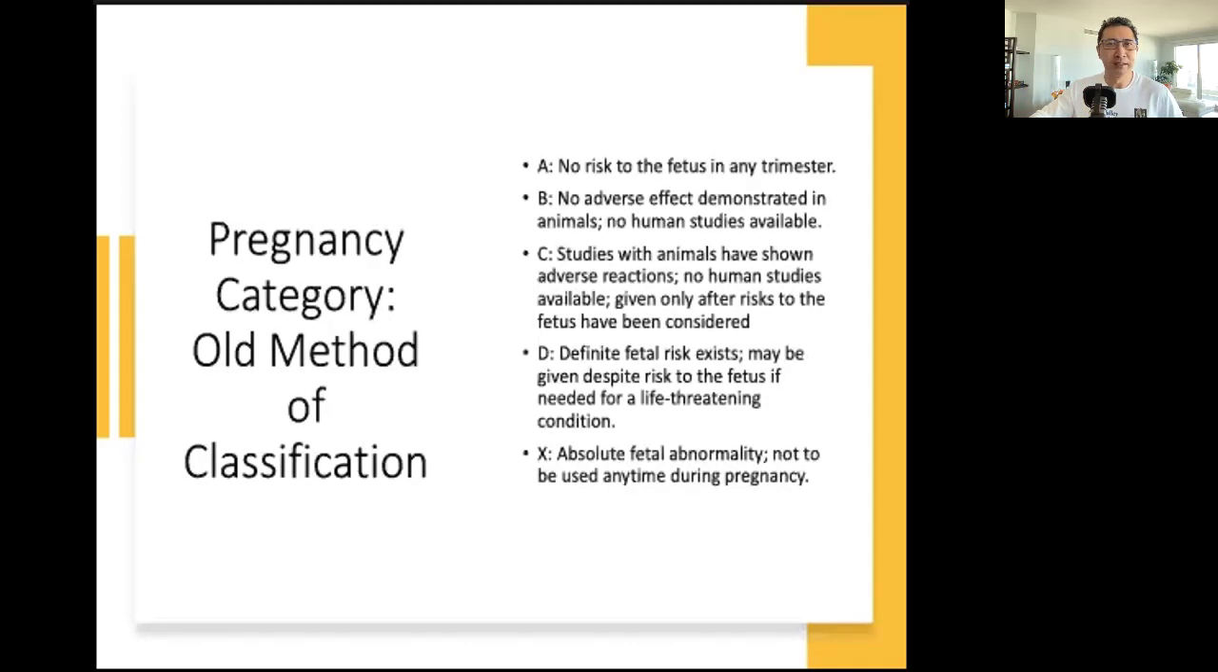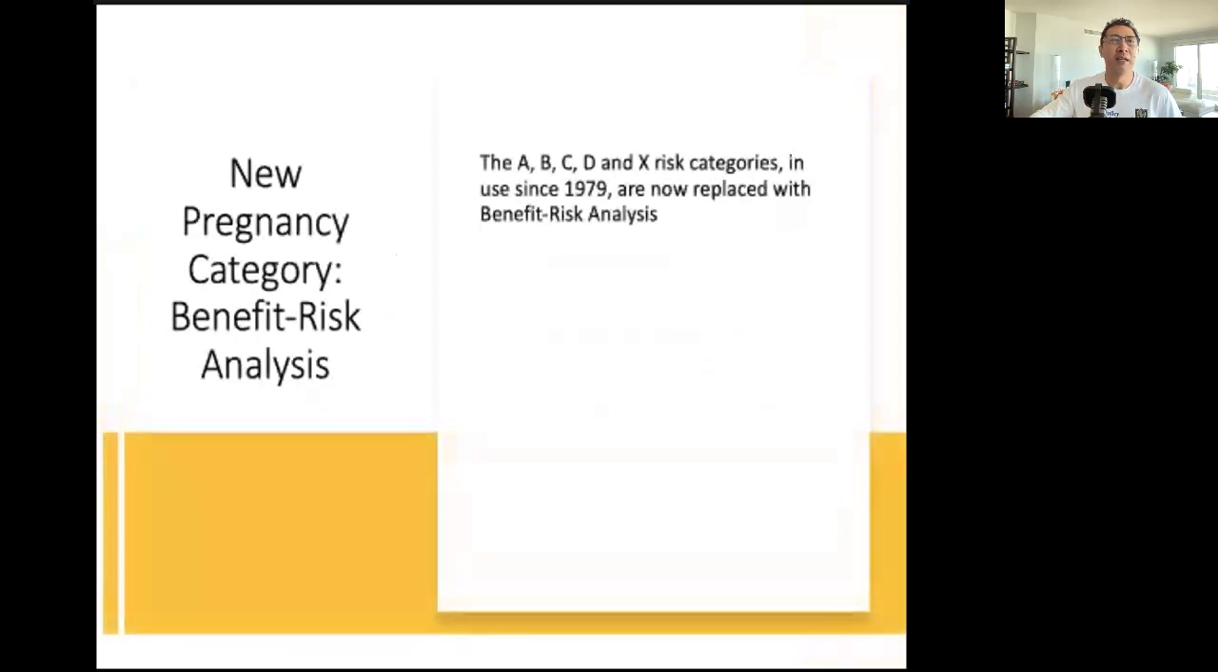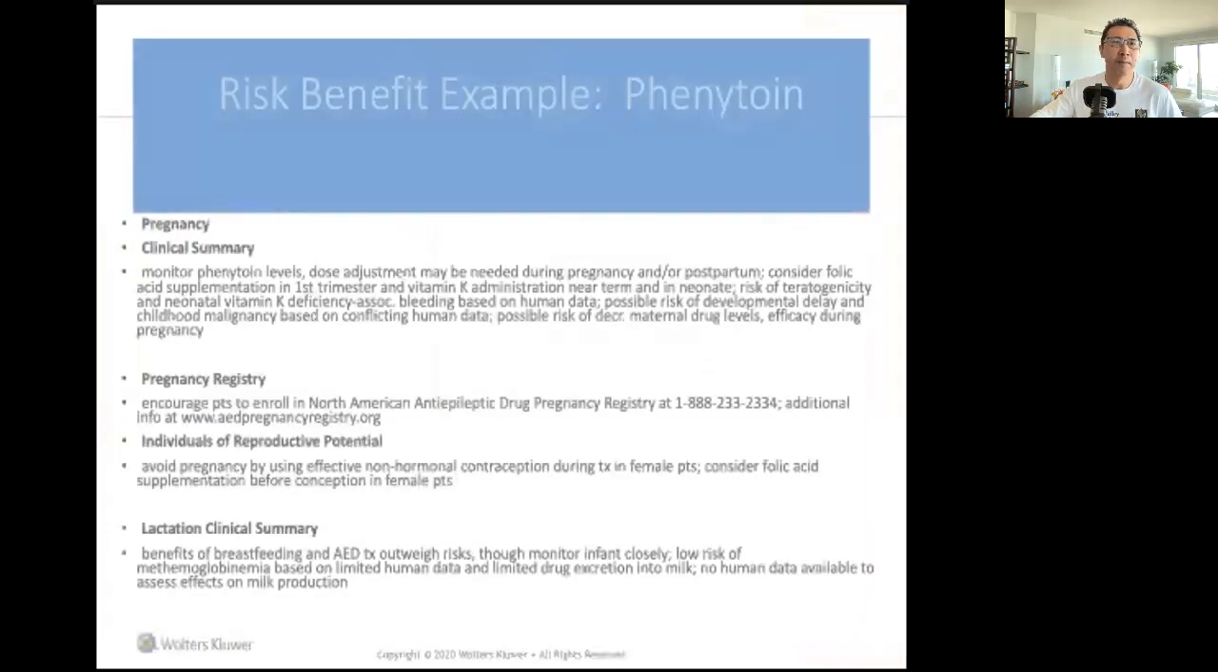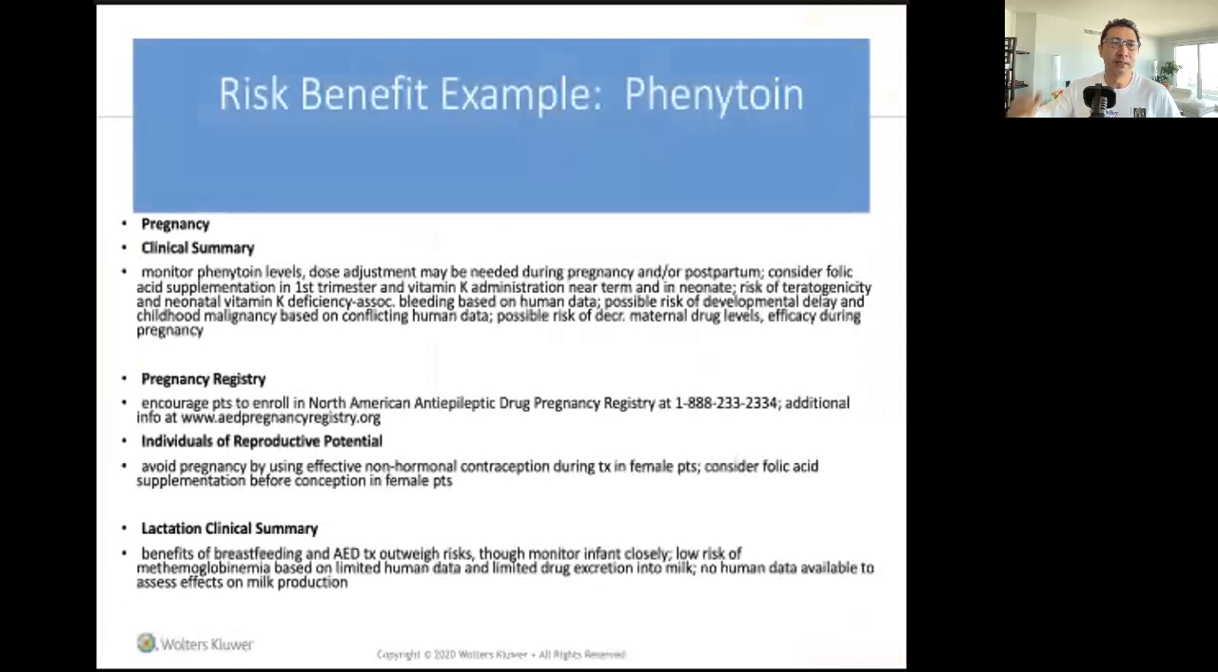And there's also pregnancy category. Before, you had this A, B, C, D, E, F, G, all that stuff. We don't use that anymore. Now the FDA has a specific risk benefit classification for pregnancy medications.